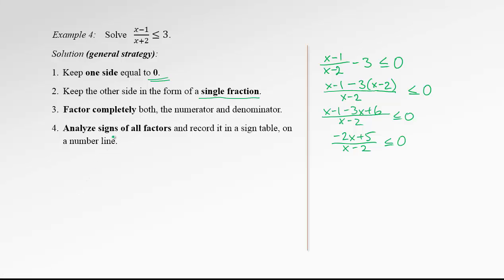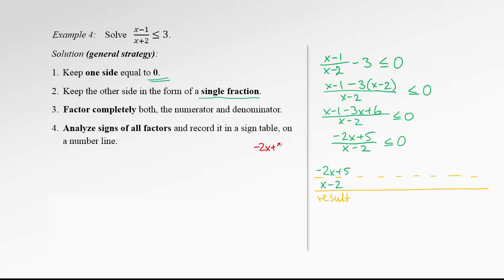In the next step, we'll analyze the signs of all factors, like in example 2, and record them in a sign table on a number line. So let's prepare a sign table. We're going to analyze these two factors, negative 2x plus 5 and x minus 2. Let's make the 2 rows, and here will be the result. What are our critical numbers? Well, we can calculate this on the side.